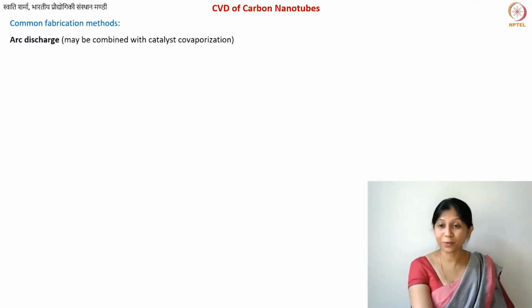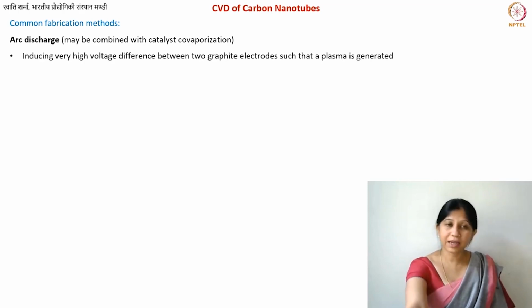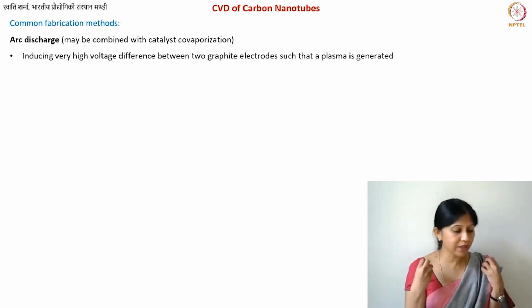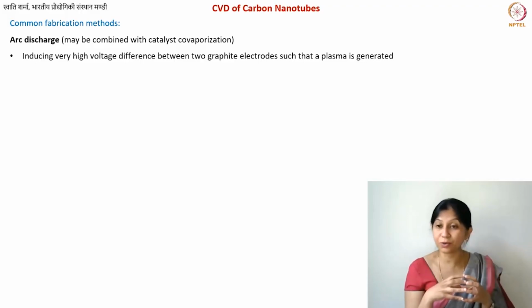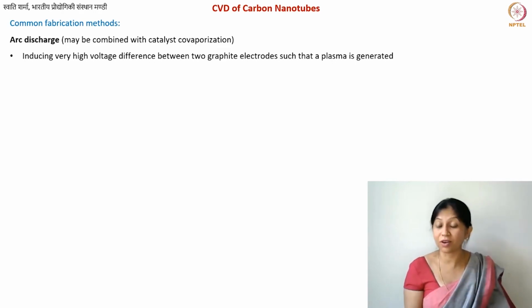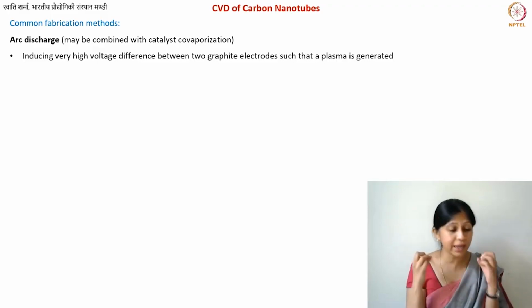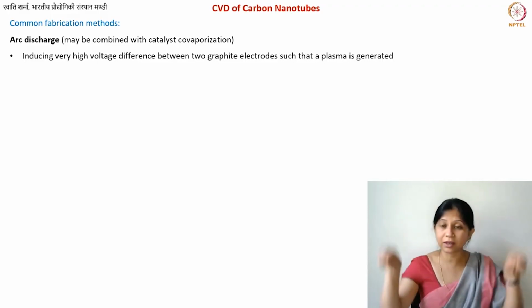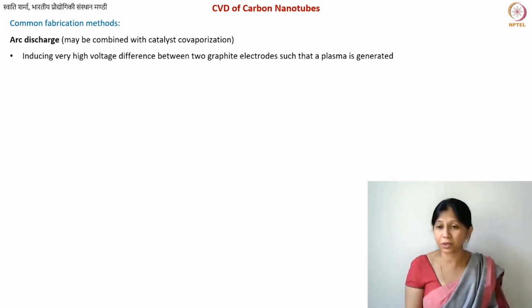Arc discharge. What is arc discharge? Basically, you induce a very high voltage difference between two graphite electrodes. So, arc discharge between graphite electrodes. One interesting thing is that graphite, of course, is very much electrically conductive, so it is already used for making electrodes. You can take two electrodes and keep them very close to each other, like maybe 1 millimeter apart. Then connect them to an external circuitry and have very high voltages. What is going to happen in such cases?